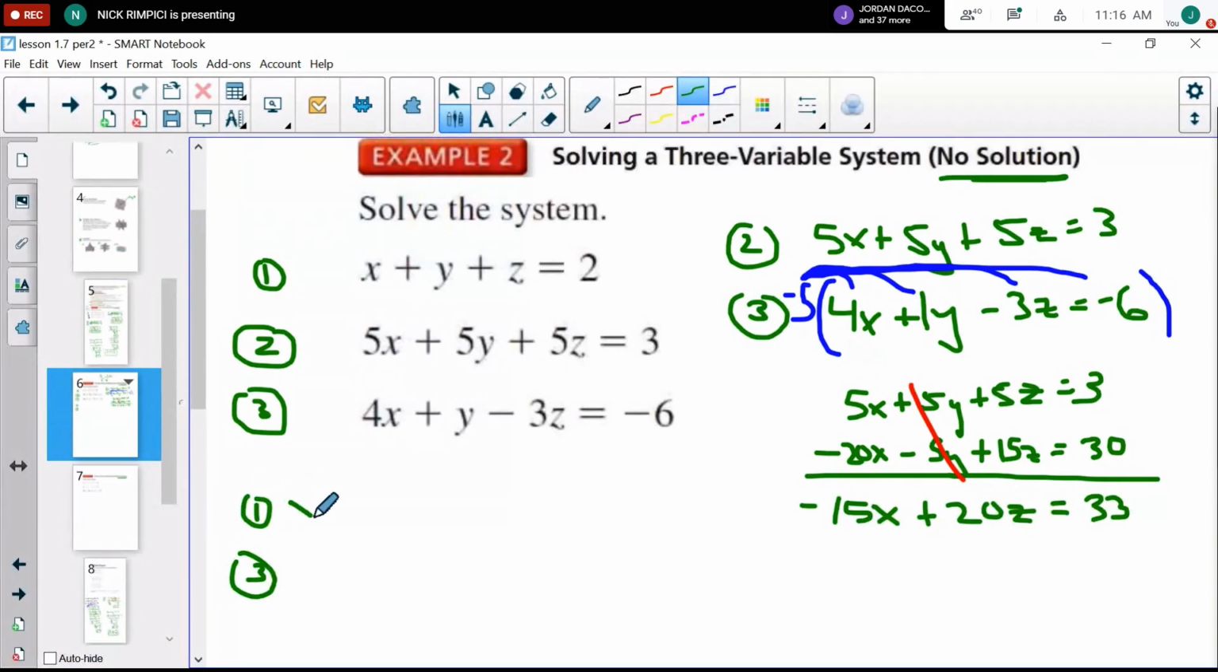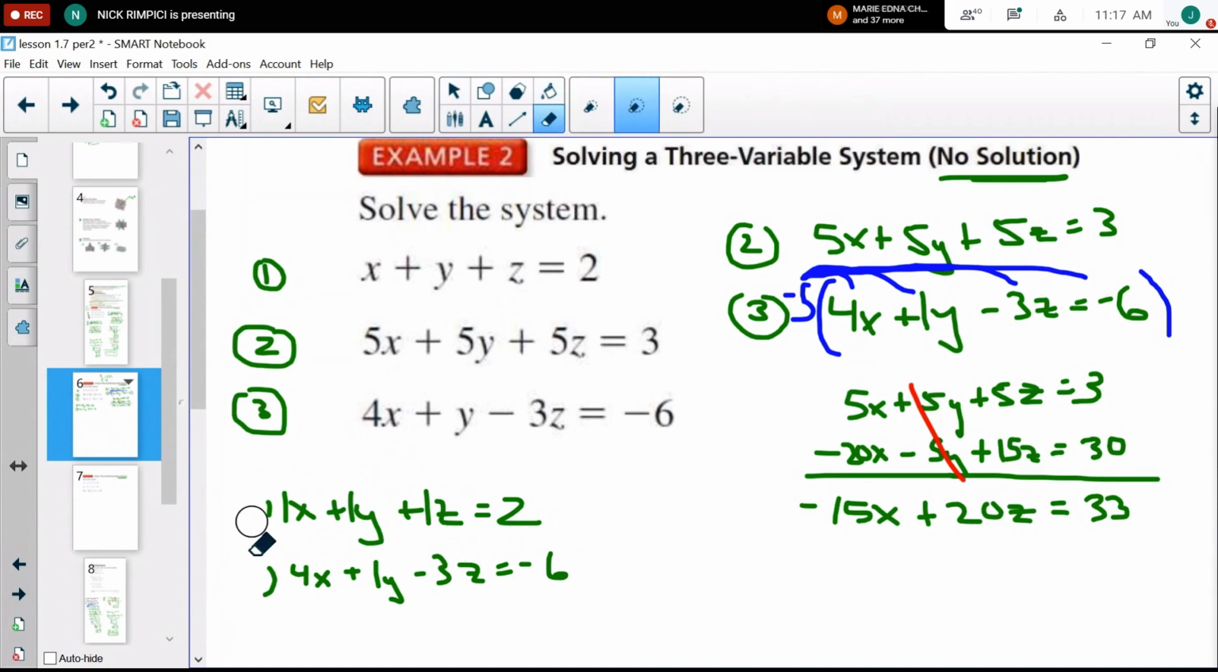So x plus y plus z equals 2. And by the way, there are invisible 1s in front. If you want to write the 1 in front, you can. If you don't want to write the 1, you don't have to. It's your choice. So 1x plus 1y plus 1z is 2. And we chose 3, which is 4x plus 1y minus 3z equals -6. Okay, let me just move those 1s and 3s over because they're kind of in my way. Just move them over a little bit.